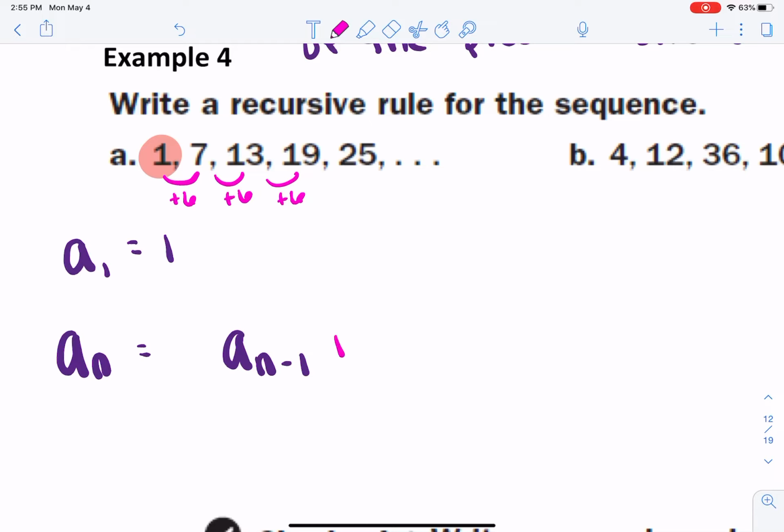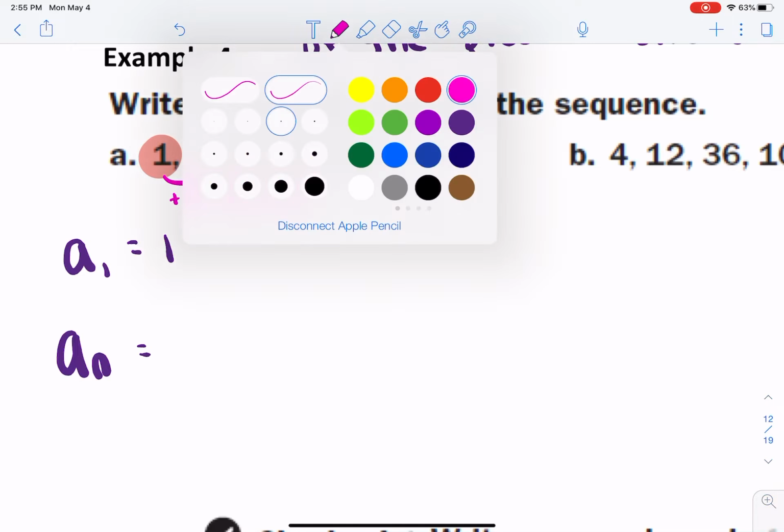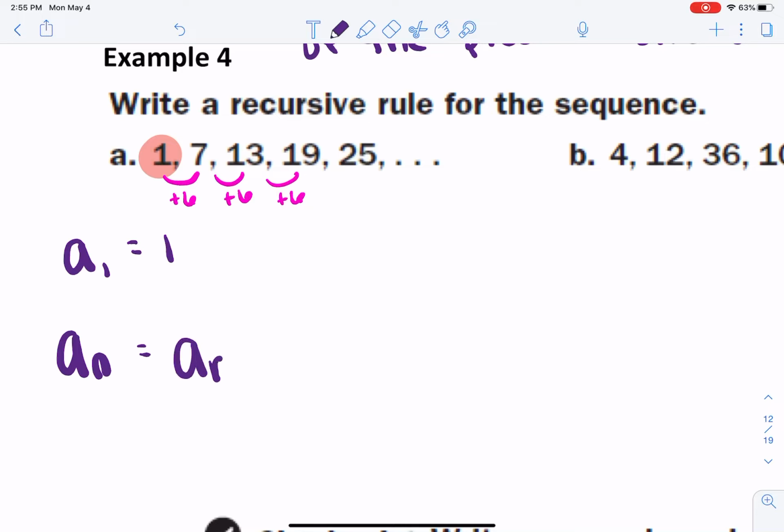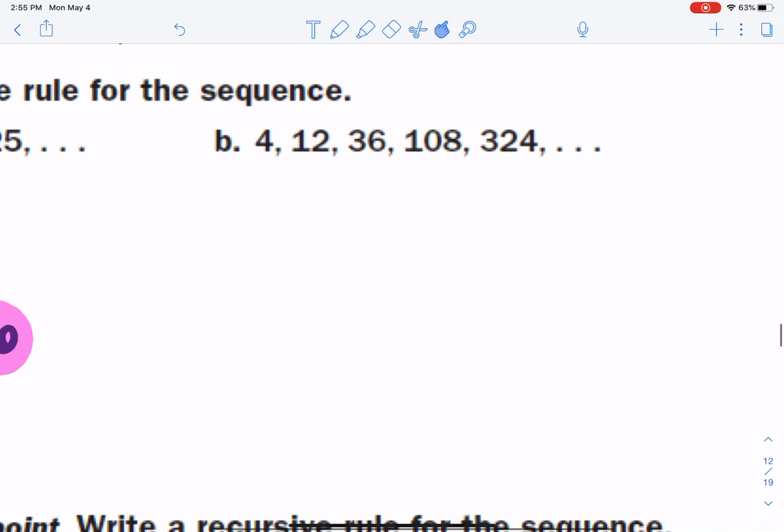So I'm going to add 6 at the end, and that's it. That's my recursive rule. If you want to make it look nicer, you can go ahead and rewrite your a sub n minus 1 and then just add the plus 6 at the end. But that's really it. That's all we had to do.